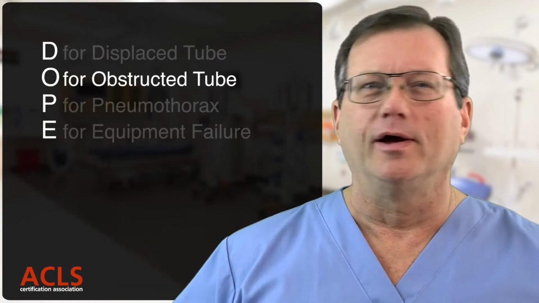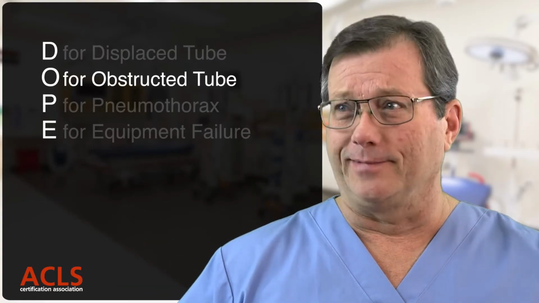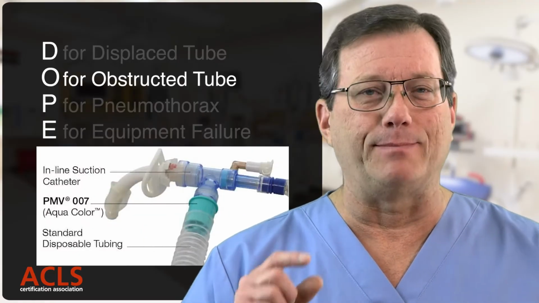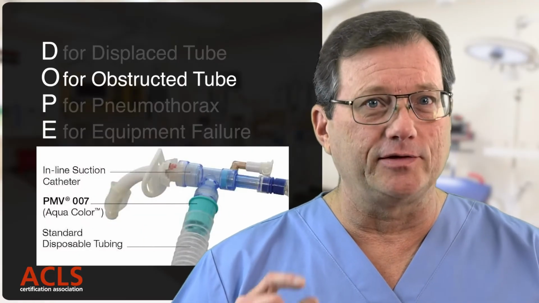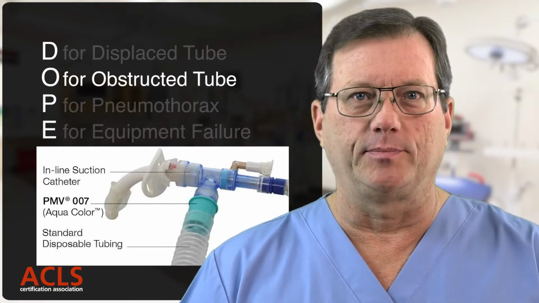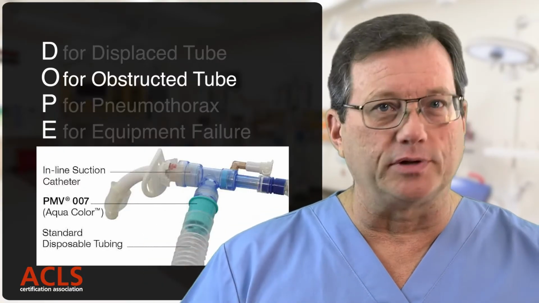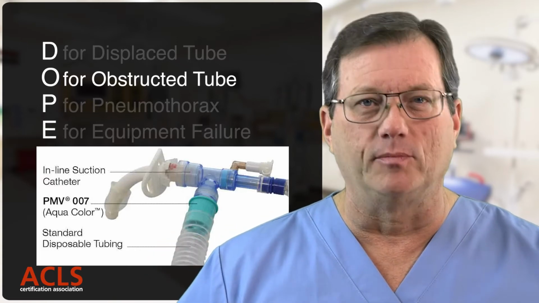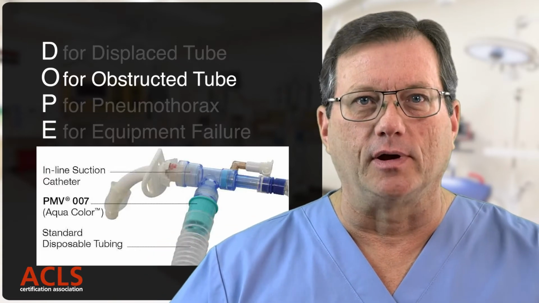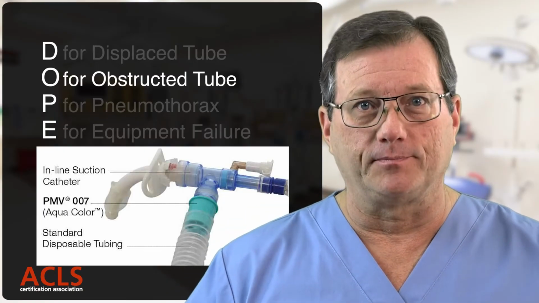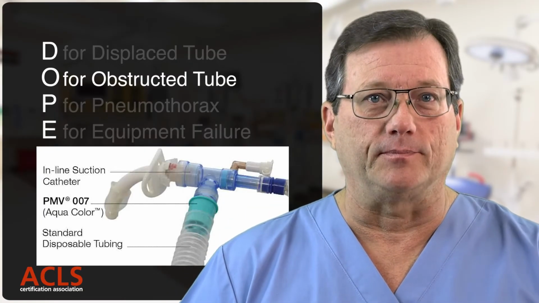Next, O, an obstructed ET tube. Now, if you're transferring a patient who's intubated, you must have a Ballard suction, inline suction device already attached to the patient and ready to go. This allows you to suck out mucus or plugs, stuff out of the ET tube without opening the vent circuit, without contaminating anything. It's a completely closed circuit. So, use your Ballard suction.